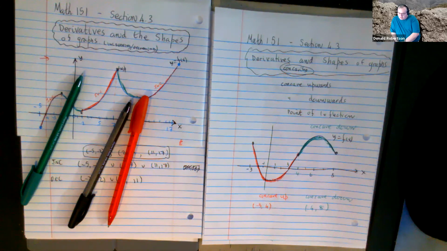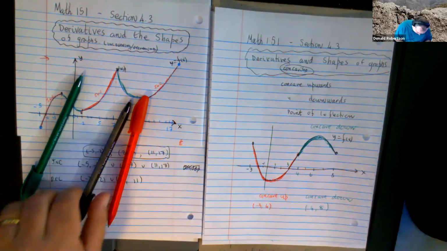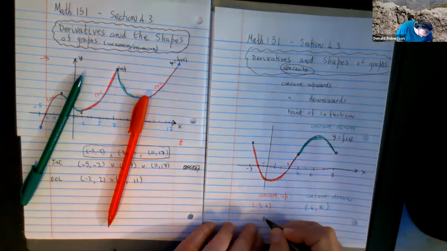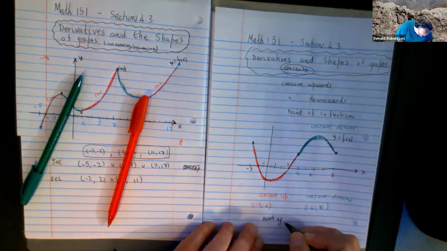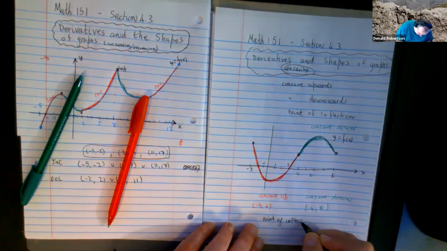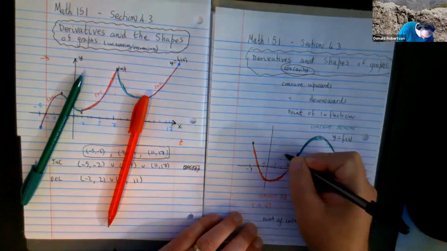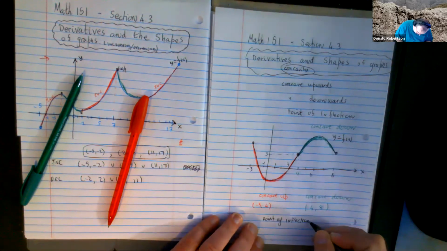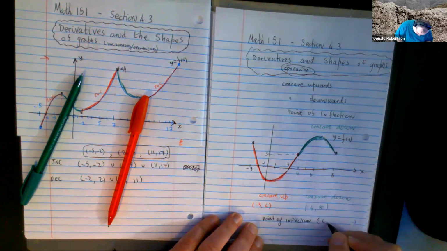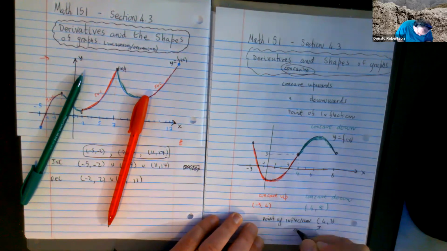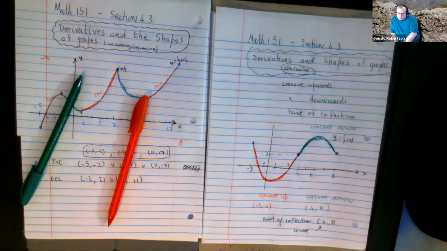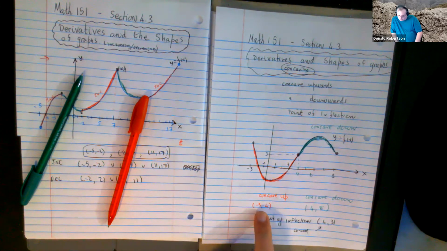A curve is concave up if it's part of a happy face. A curve is described as concave down if it's part of a sad face. And there's a third and final term, and it's called a point of inflection. A point of inflection is actually a coordinate. And this is one of the problems with interval notation. This is an interval. It is not a coordinate. It's all the values of x from -3 to 4.